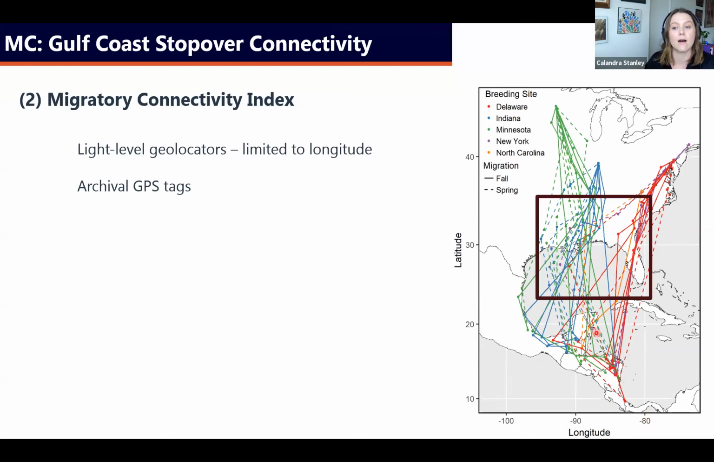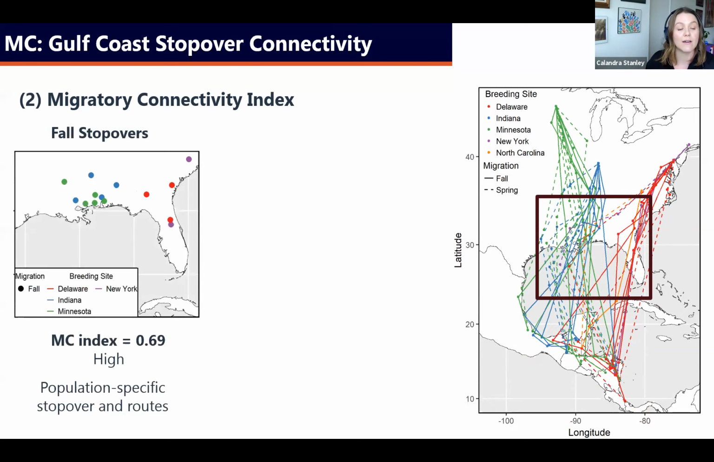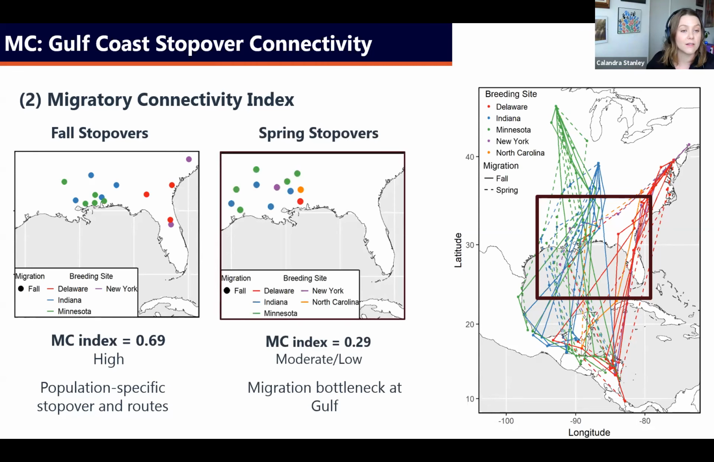We focused on the northern Gulf Coast stopovers because that's where wood thrush spend the longest amount of time on stopover. When we look at fall stopover sites, we see that the eastern populations stay to the east of the Gulf Coast, whereas Midwestern populations are further west. And we see higher indices of migratory connectivity due to these population-specific routes. By contrast, when we look at spring stopover locations, the birds are shifted further west, but they're also clumping together a lot more, and so we get much lower estimates of migratory connectivity.